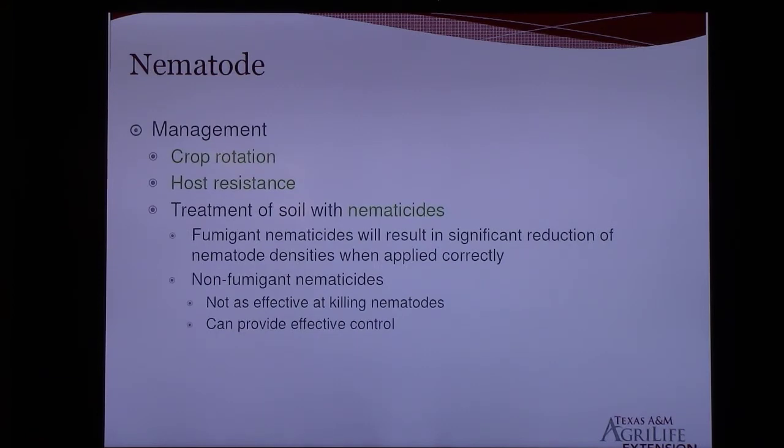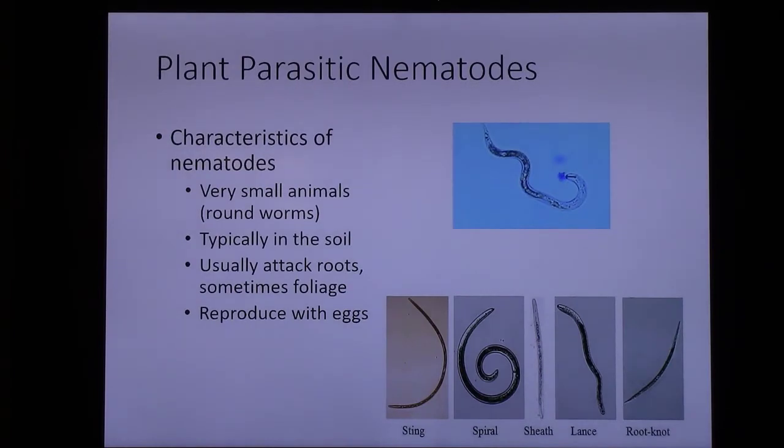So what can we do to help eliminate or reduce our chance of nematodes? Crop rotation. There are varieties that are resistant to nematodes. We can treat the soil with a nematicide. Basically, that's a fumigant or a chemical to kill nematodes in the soil. There are some non-chemical or non-fumigant methods. They're not necessarily as effective, but they do provide a little bit of control.